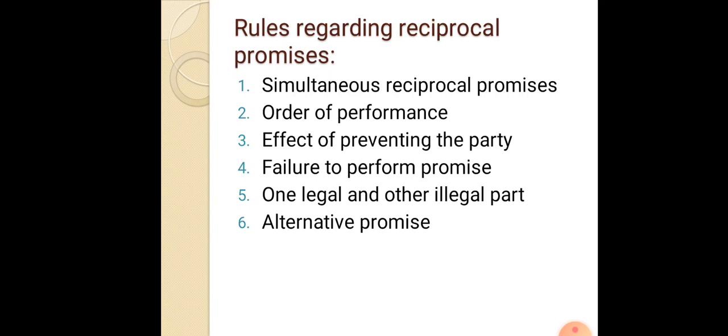Next, we'll see failure to perform promise. In this case, when the nature of the promise is such that one of them cannot be performed or its performance cannot be claimed till the other has performed his promise, then if the other party fails to perform it, he cannot claim performance from the first party. In such case, the other party must make compensation to the first party for his failure.